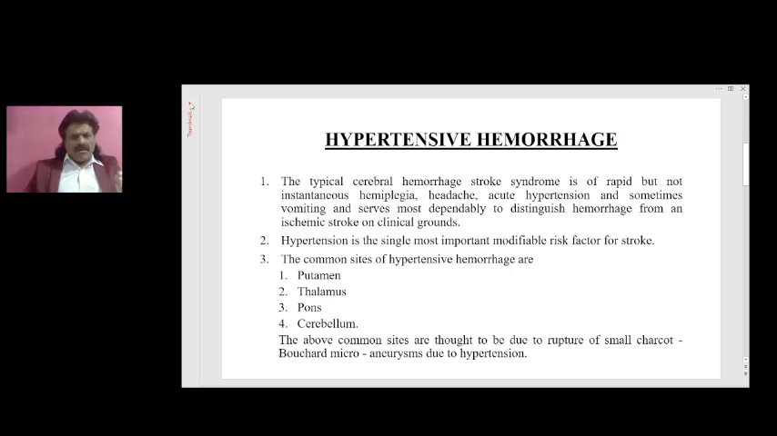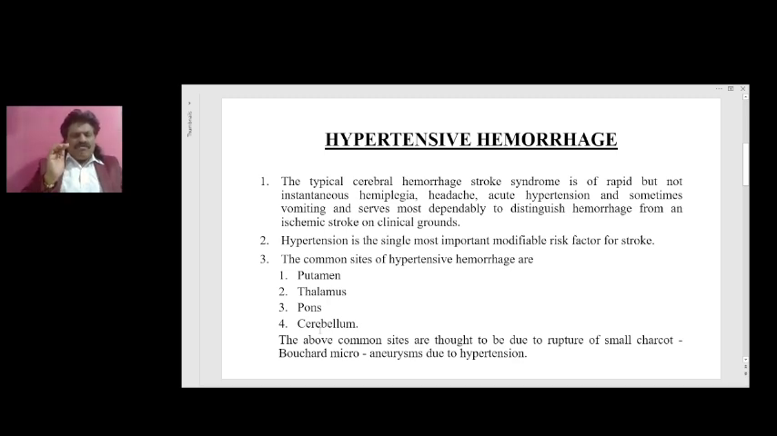The common sites are putamen, thalamus, pons and cerebellum. So if you find a bleed in putamen or thalamus or pons or cerebellum, it is suggestive of hypertensive hemorrhage. These sites are thought to be due to rupture of small Charcot-Bouchard microaneurysms due to hypertension. When there is long-standing hypertension, it results in small Charcot-Bouchard microaneurysms, and these microaneurysms may rupture and cause hemorrhage.